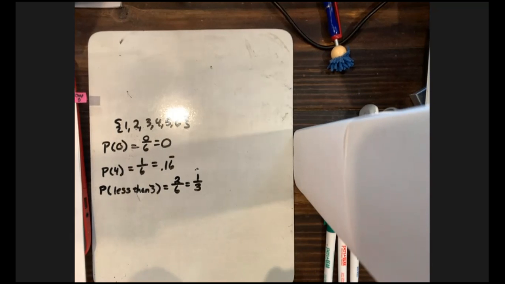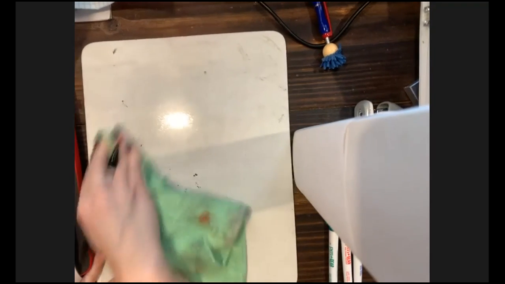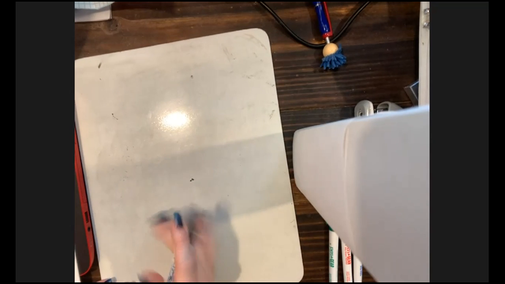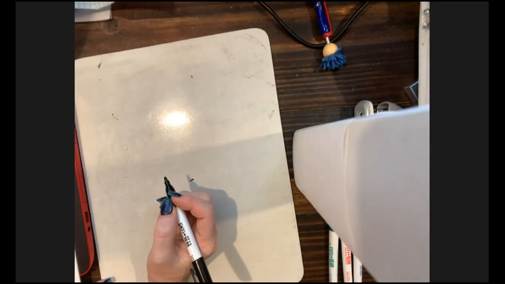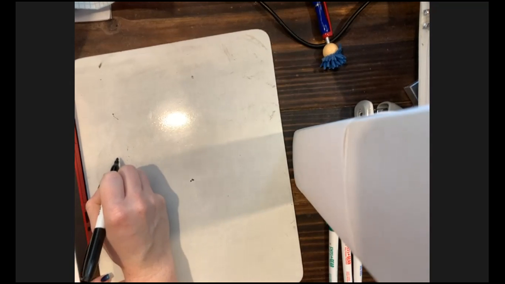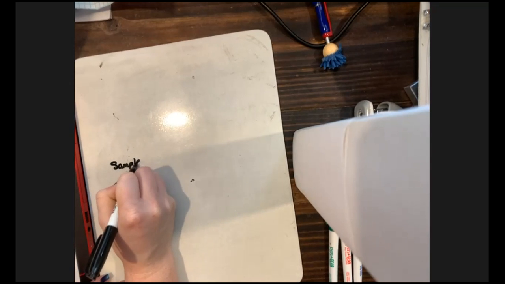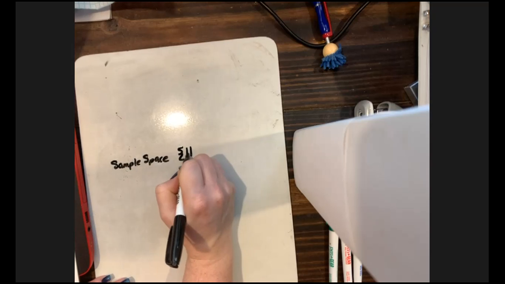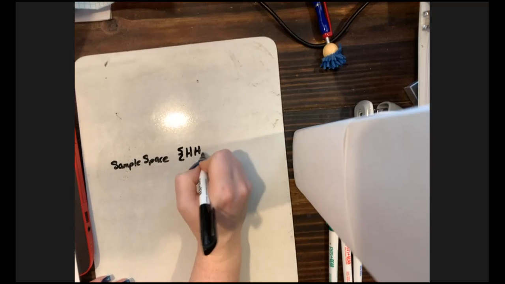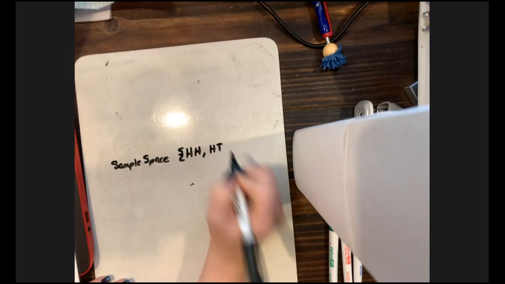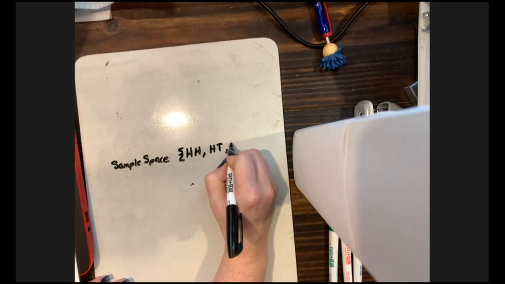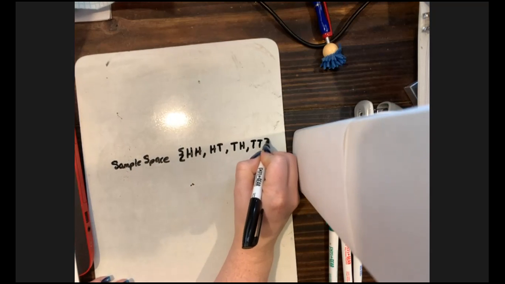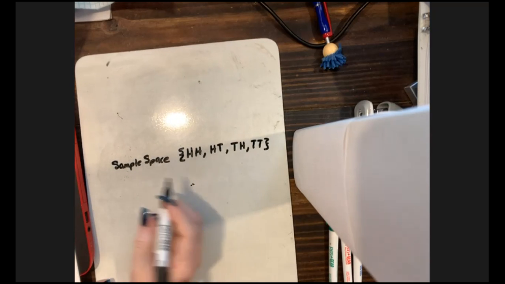Now, looking at the next one. It says, assume that a coin is tossed twice, the coin may not be fair. Now, first off, let's talk about what that sample space would be. I know it lists it, but let's talk about it. My coins could come up heads, heads. The first one could come up heads, the second one could come up tails. The first one comes up tails, the second one comes up heads, or they both come up tails. That's what my sample space would look like for this.